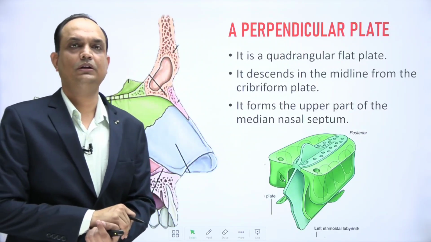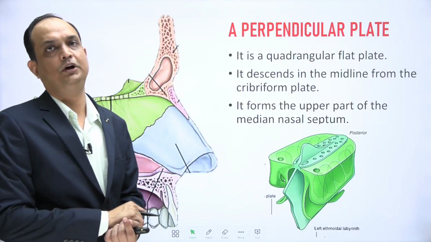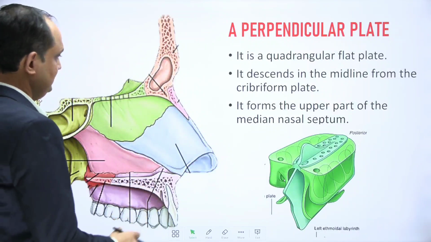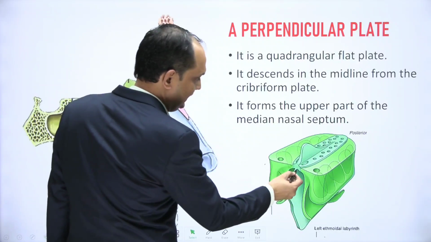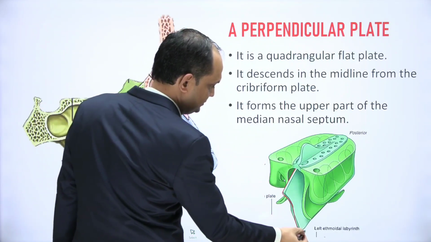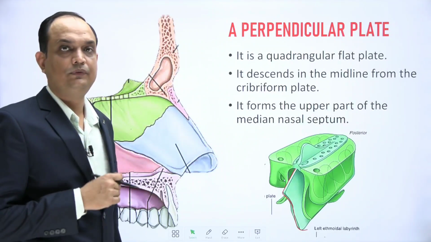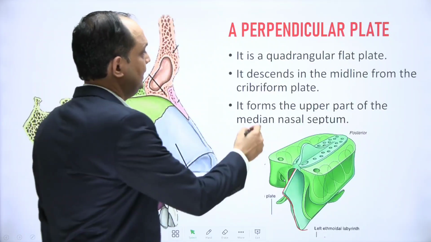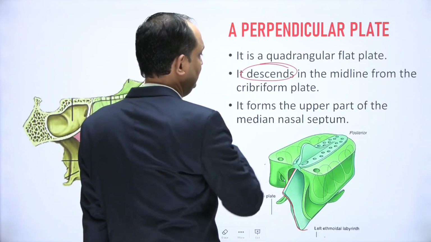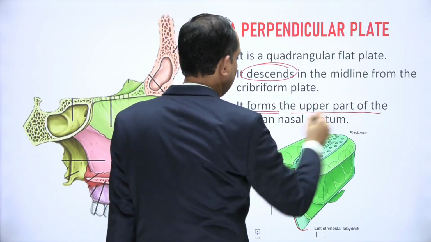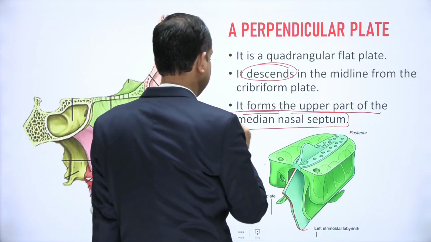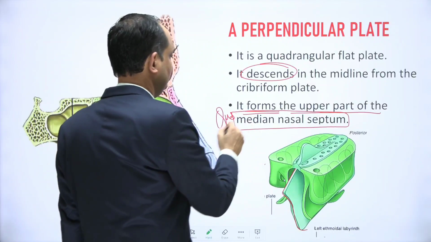Now what about the perpendicular plate of ethmoid bone? Now when you see the perpendicular plate, it is again a single midline structure which is going downward from the lower surface of the cribriform plate. Now this descends in the midline and it forms the upper part of the median nasal septum. So this will become a question for your exam.